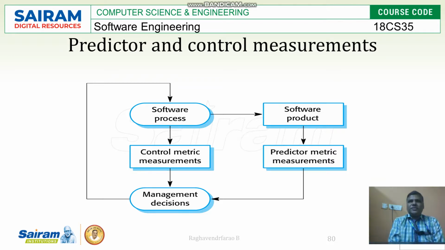For the measurements, the predictor is going to be there, that is the approximate cost predictions, when the software process starts. Then control metrics are going to be there, measurements, management decisions. So these are on the flow. Simultaneously it is a repeated loop because the software is always going to change. The process is going to change, the control metrics are going to change, and at the same time management decisions are also going to change because of the process.